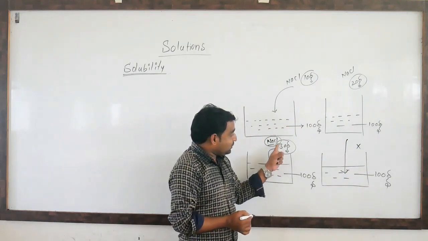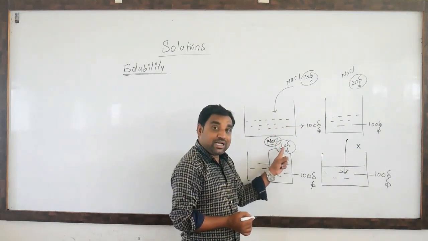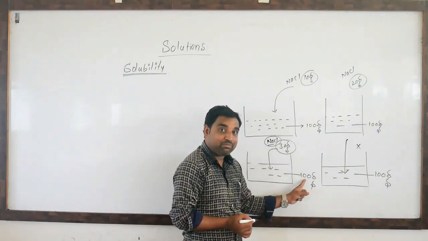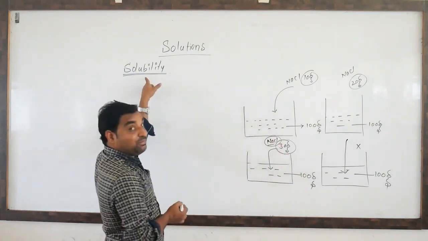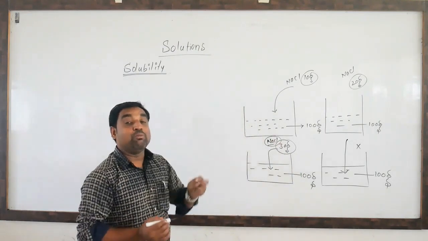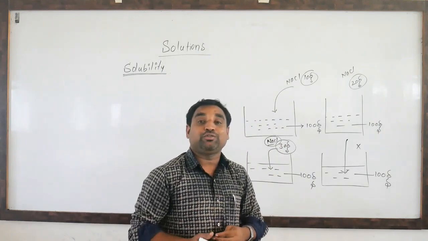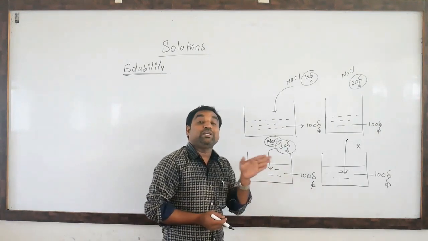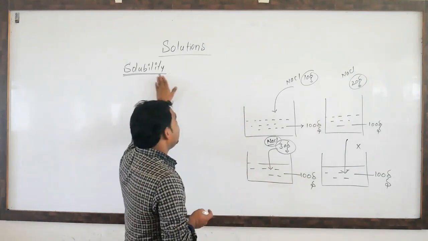The maximum amount of sodium chloride, that is 30 gram, dissolved in a specific amount of solvent, that is 100 gram, is termed as solubility. It means the maximum amount of solute dissolved in a particular amount of solvent at a specified temperature is known as solubility.